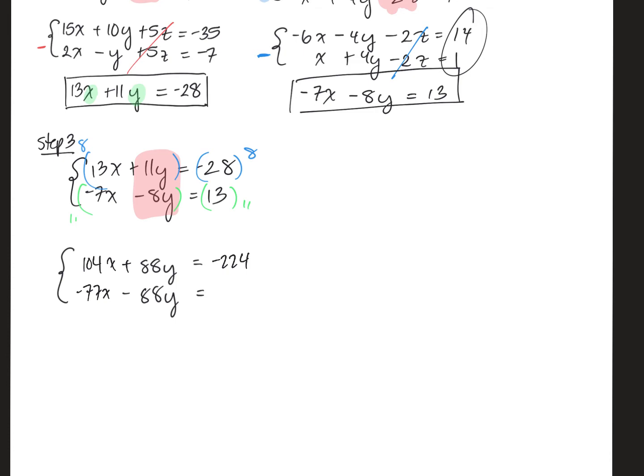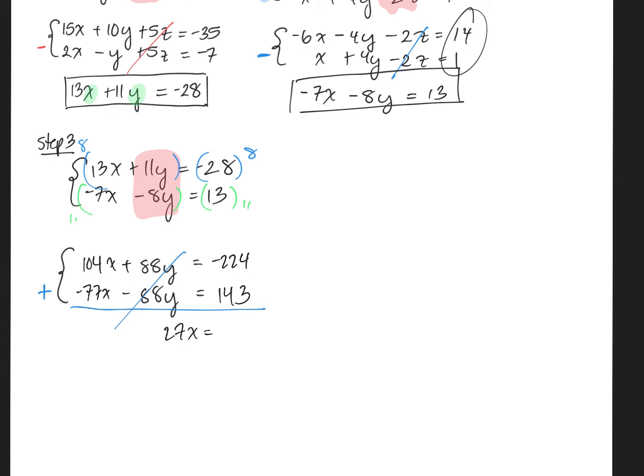Let me check that again. 13 times 11, yep, 143. All right, now the y's are matched up. We can go ahead and cancel them this time. We have a positive and a negative, so we're going to use addition. And those cancel, and we're left with 104 minus 77, which is 27.